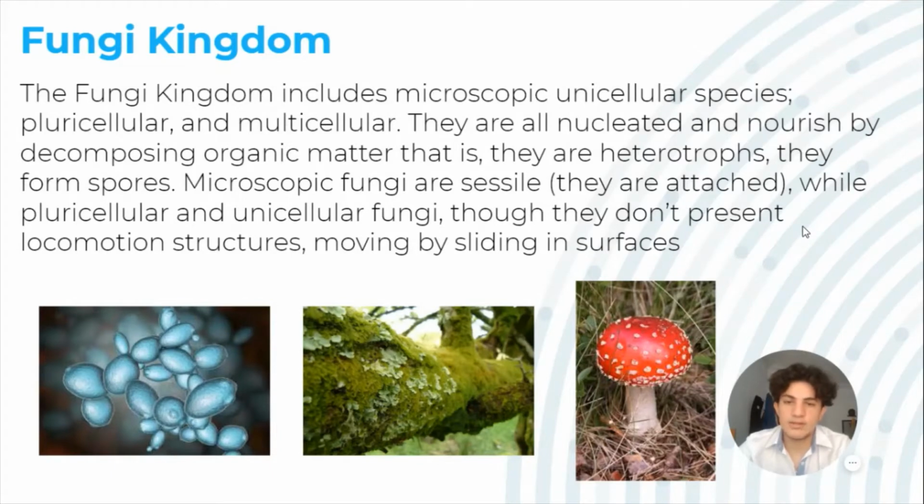Microscopic fungi, like in image 1, are sessile. This means that they cannot move, while the other two, the pluricellular and unicellular fungi, don't present a locomotion structure or a free way to move, but they move by sliding on surfaces, like the surface of a tree or the floor or something like that. Now let's go to the next slide, where my teammate Daniel is going to explain the following topic.